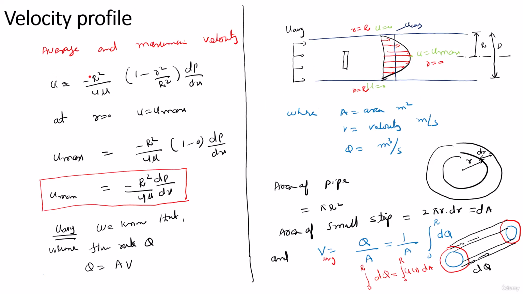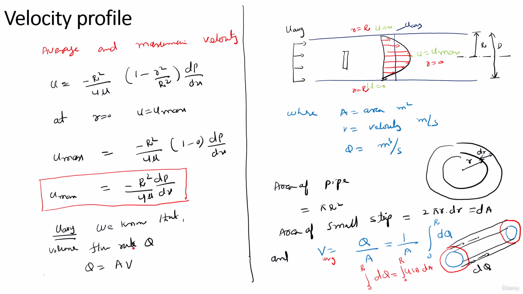Okay, so now the same equation is here. And at r equal to 0, we know that the velocity is maximum, okay. So I can put r equal to 0, this becomes 1, and this becomes u maximum, and u maximum is equal to minus R square upon 4 mu dp/dx, okay. Now I will go through the simple derivation for finding out the value of u average.